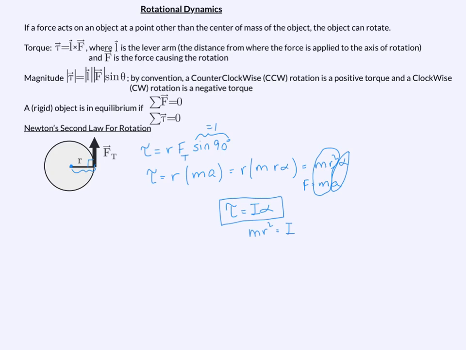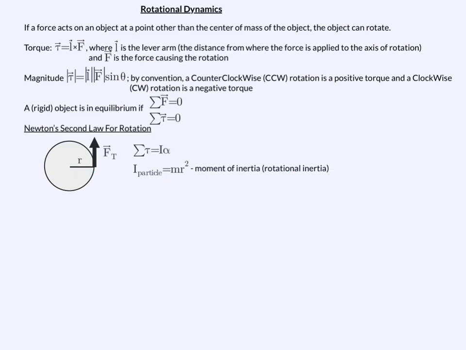Torque equals I alpha. So here we have a neater expression. The sum of the torques acting on an object, there can be multiple forces acting on the object, giving the object a rotation. So the sum of the torques is the moment of inertia times the angular acceleration.